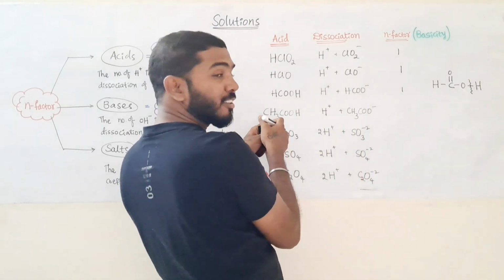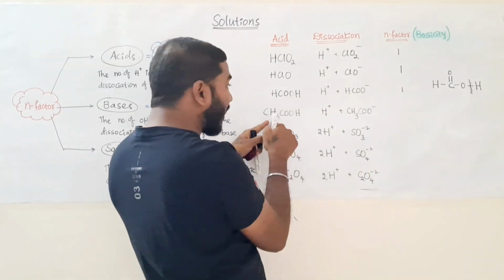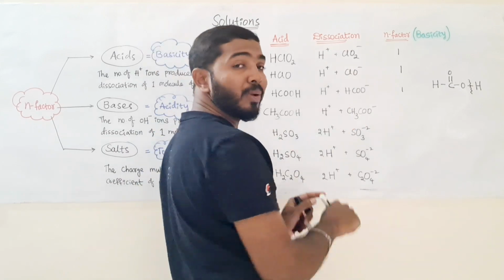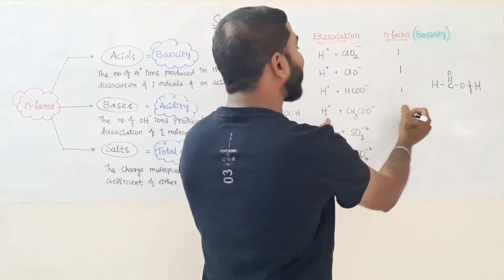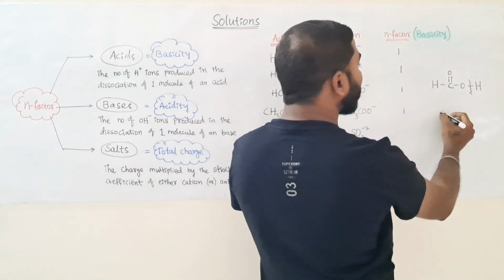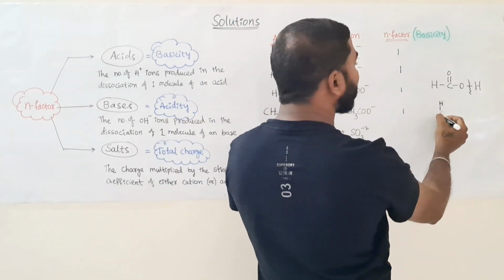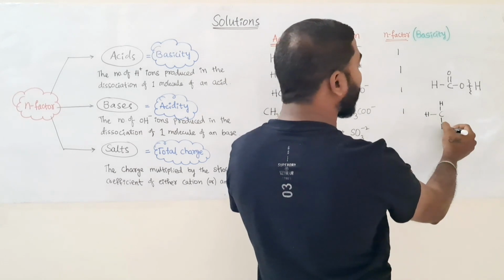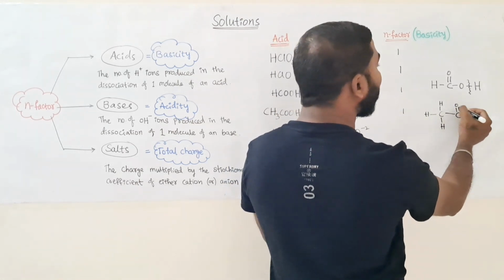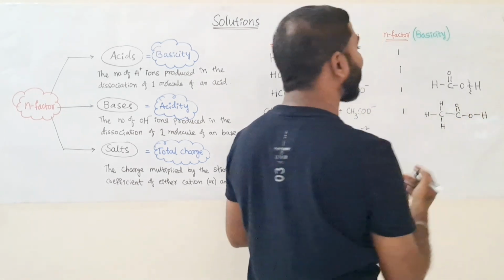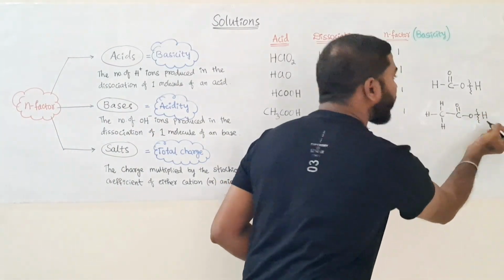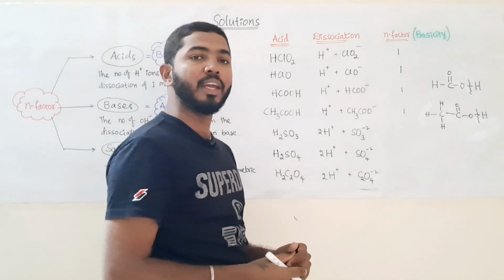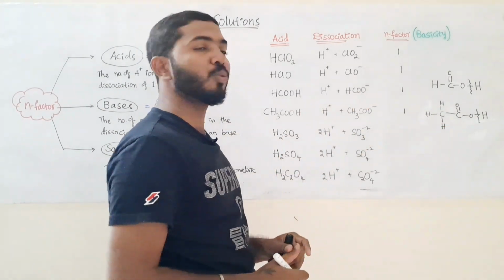Similarly, the next one is acetic acid. Here you can see 4 hydrogens, but how many H plus ions are being produced? Only 1. Why? Because the same type of case applies here also. If you see carefully, 3 hydrogens are attached to carbon, and only one hydrogen is attached to the oxygen. So that's why this particular hydrogen can easily undergo dissociation. For that reason, the N factor is going to be 1.